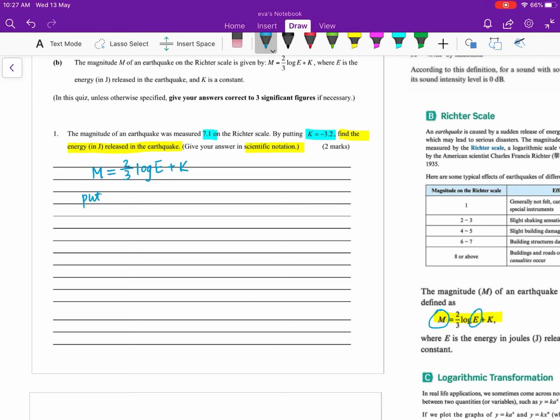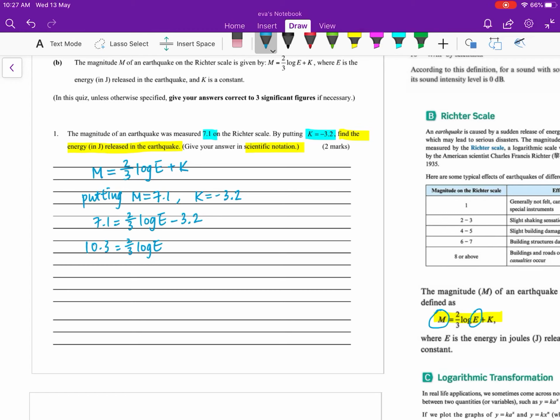So putting M equal to 7.1 and K equal to negative 3.2, we will have 7.1 equals 2 over 3 log E minus 3.2. We are going to calculate this one. So we move the negative 3.2 to the left hand side. So we will have 10.3 here.